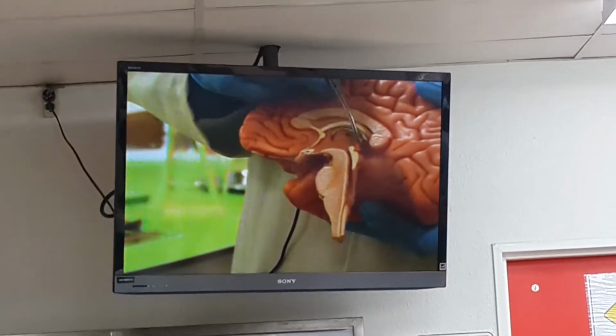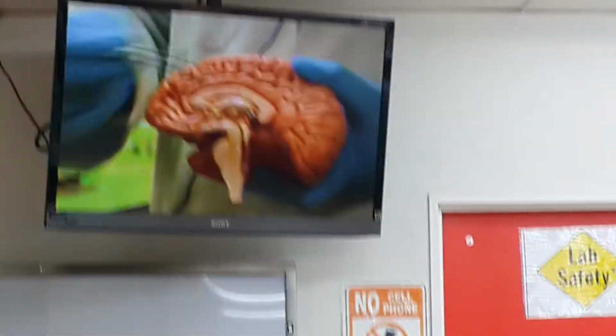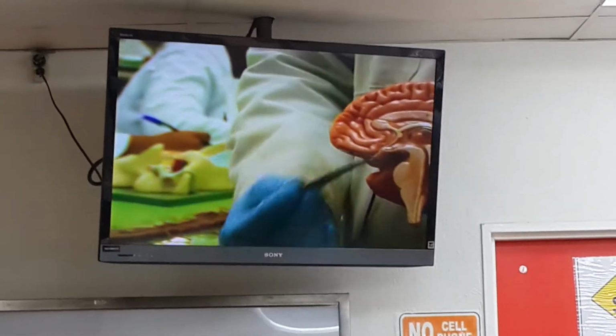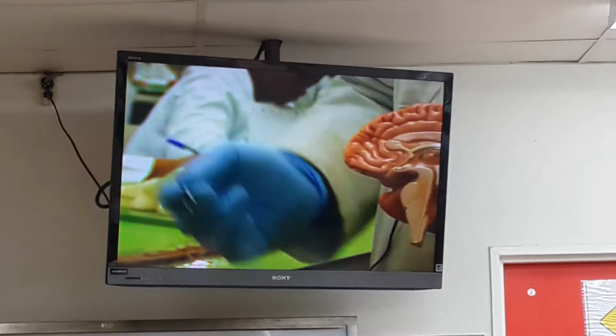Then this is the diencephalon. This part, diencephalon. And the cerebellum was here. So you can see five parts of the brain here: medulla oblongata, pons, midbrain, diencephalon, and the cerebellum.